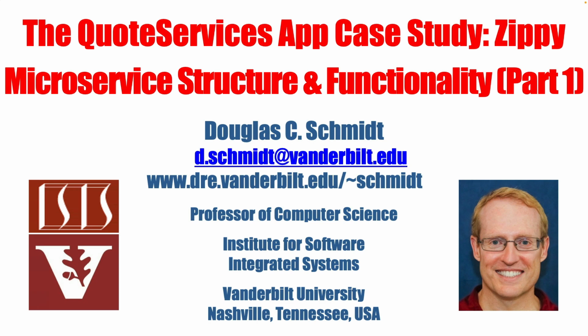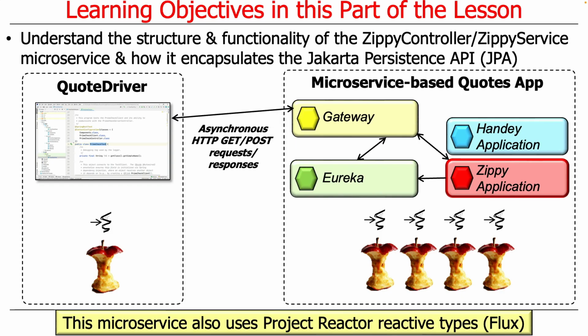At the end of last class, we talked about the Handy microservice, which is very important for implementing assignment 2C, especially the multi-quote repository. Now we're going to turn our attention to the Zippy microservice structure and functionality, because it gives us a different perspective on how to organize persistence in a microservice-based application.